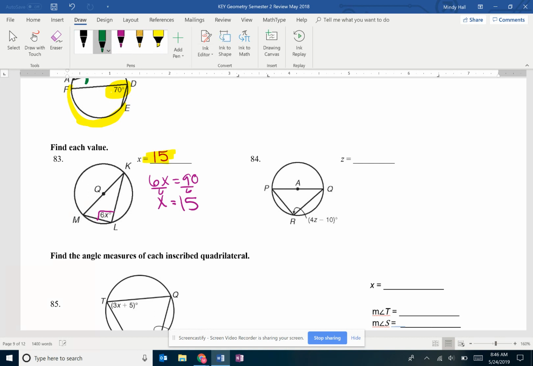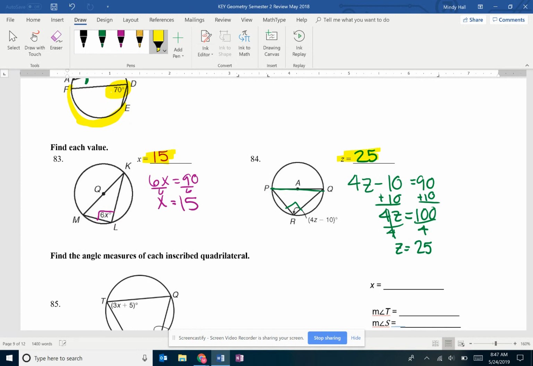So then for this one, same exact thing. It opens up to a semicircle, so that's a 90-degree angle. So we just have to solve an equation. 4z minus 10 equals 90. We add 10, so we have 4z equals 100. And then we divide by 4 to get that z is 25. All right.